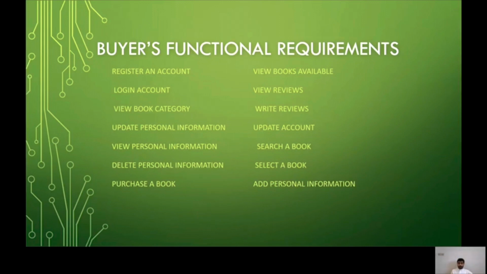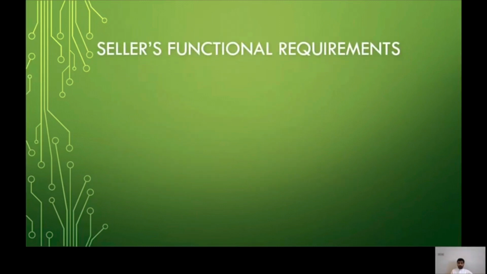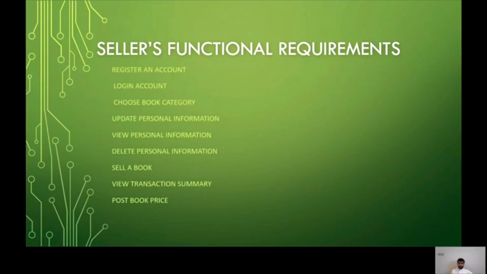Now we'll move on to the functional requirements of the seller. The seller can register an account, log into an account, and choose a book category for the post box. The seller can update personal information, view personal information, and delete personal information. The seller can sell a book on the website. The seller can also view the transaction summary on the website. The seller can post a book price on the website and also change the book price on the website.